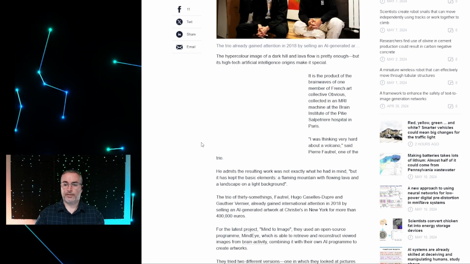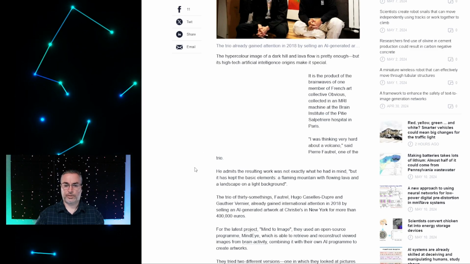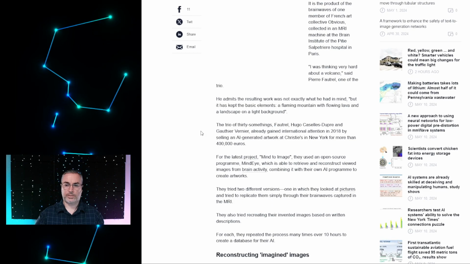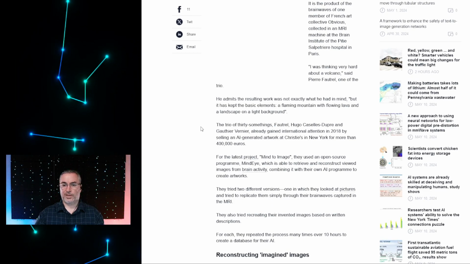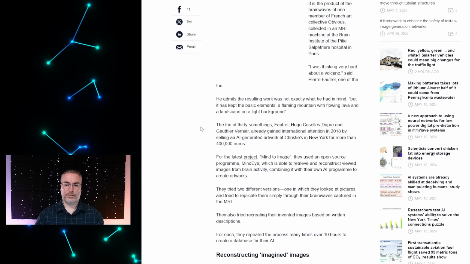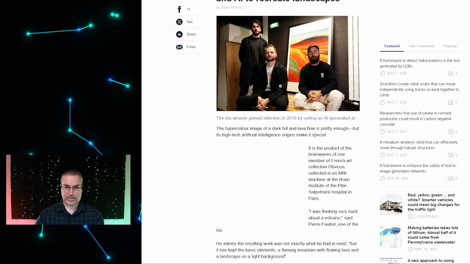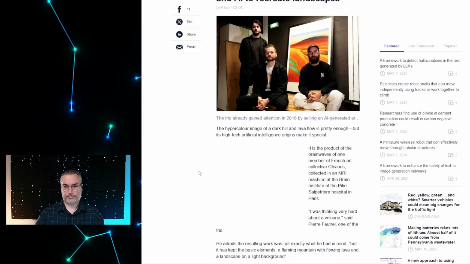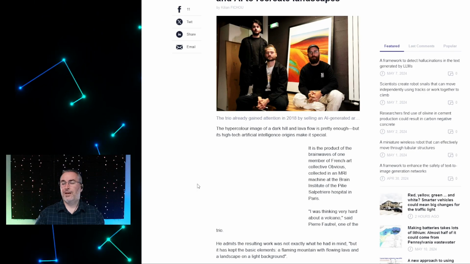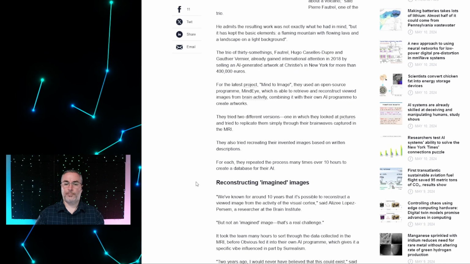Anyway, I was thinking very hard about a volcano, said Pierre Fautrel, one of the trio. He admits the resulting work was not exactly what he had in mind, but he had kept the basic elements: a flaming mountain with flowing lava and a landscape on a light background. So this is what he thought about, and this is the output of it, generated by an AI. I sense bullshit, but okay.